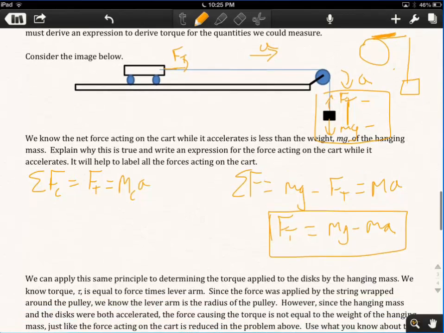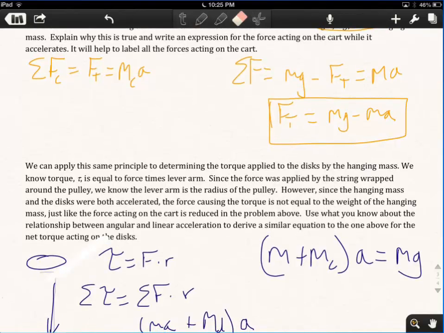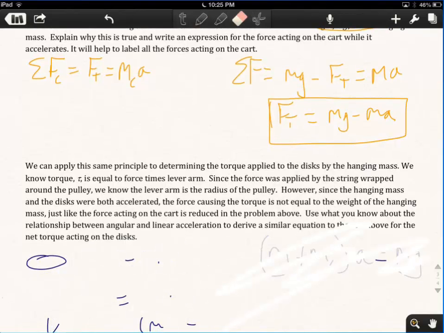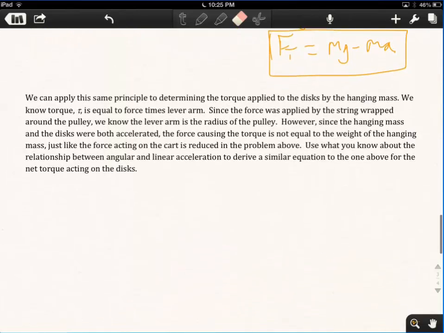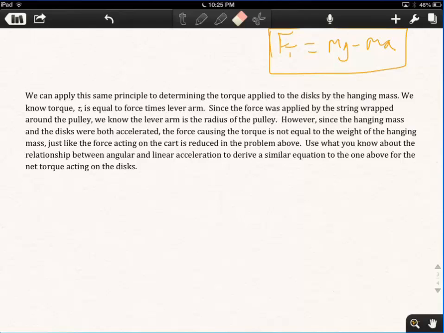Now we're going to do a similar process down here on the hanging mass, on the disc that's being accelerated. It says we can apply the same principle to determining the torque applied to the discs by the hanging mass. We know torque equals force times lever arm. So now I'm going to think about the disc. We had this big disc right here, and underneath it there was a pulley, and on that pulley there was a string, and that string, we're looking at a top-down view, was pulled this way by the hanging mass. So this is the tension in the string, and that tension is the force that's causing torque.